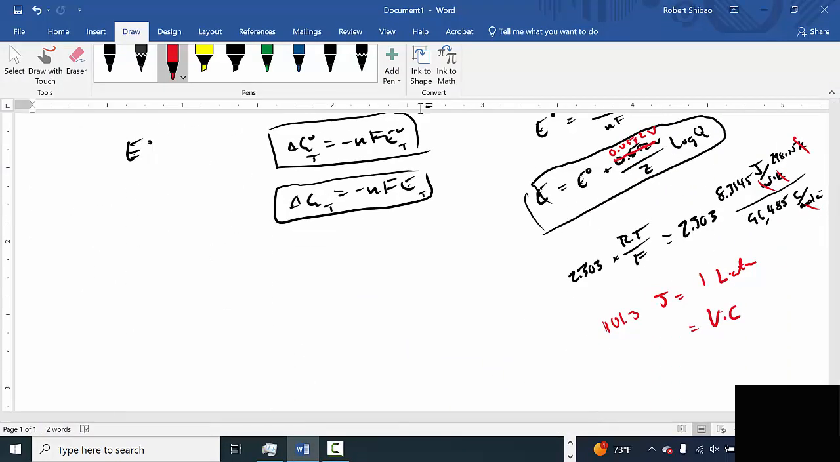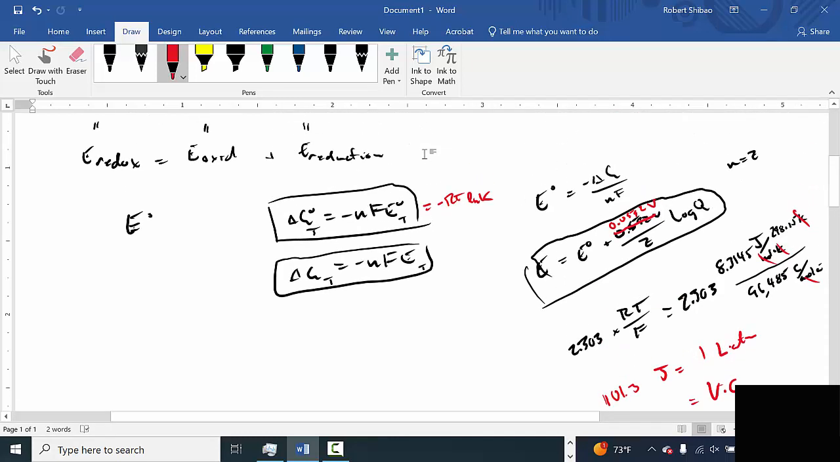So we could relate it to K. I mean, delta G naught is equal to minus RT ln of K. And so we have all the thermo equations there. You can map out if you want.